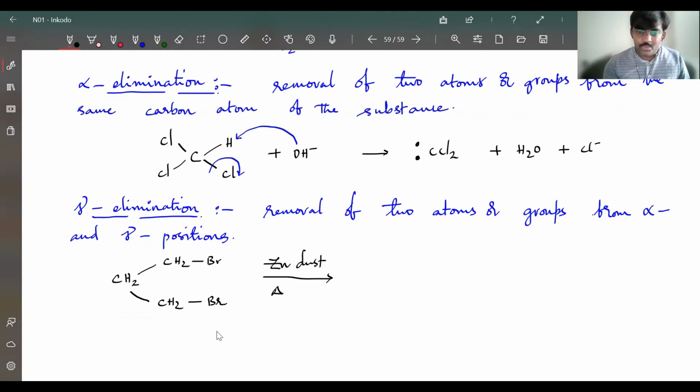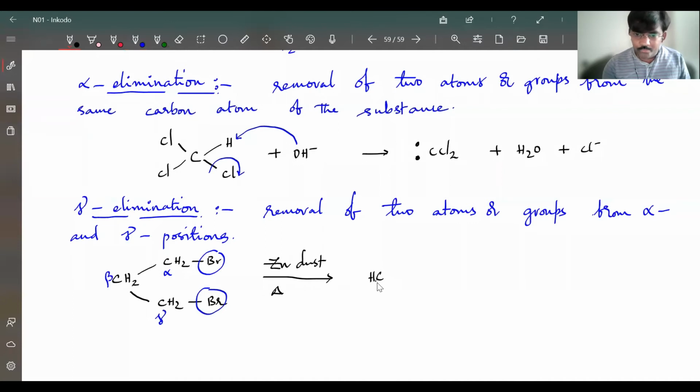Okay, so that time again similarly bromine atoms will be lost from here and here. Now if I go with any of the atoms, suppose I say this is alpha, then it will become beta and this will be the gamma. Okay, so from alpha and gamma positions it is removed. So now finally what I'll get here is a cyclopropane.